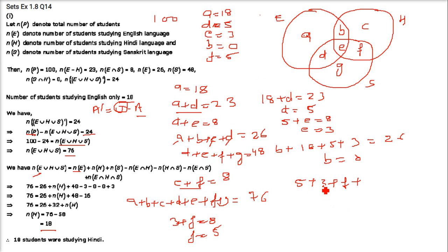Now D, E, F, G. D is 5, E is 3, F is 5, and G we don't know, equal to 48. So G will come as what? 5 plus 5 is 10, 10 plus 3 is 13, 48 minus 13 is 35.